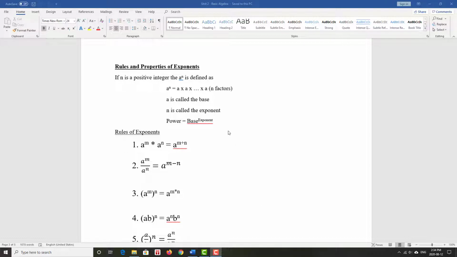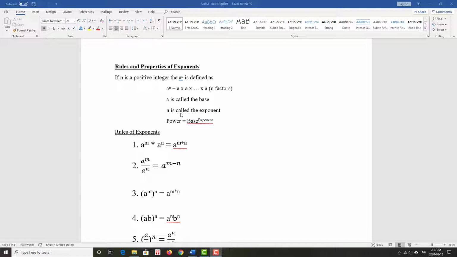So first thing is just dealing with exponents. So if I have an exponent, I have a number, a to the power n. That power just means the exponent, n. Okay? A is called the base, which makes sense. It's at the bottom of the number if you want to look at it that way.